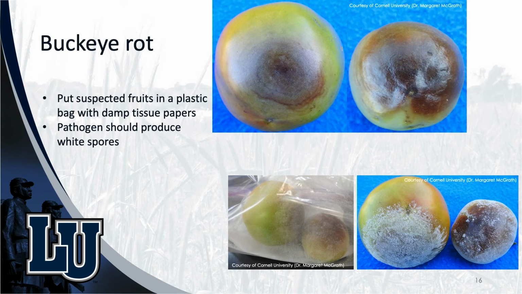So if you want to confirm this disease, whether you have buckeye rot or not, you pick the suspected fruit, which is the brownish color or maybe has some concentric rings. Take a damp or wet tissue, put it in a plastic bag with the fruit, and after 24 hours, come back and check. If it has this whitish powdery growth, that is an indication that you have buckeye rot caused by one of those 3 Phytophthora species.